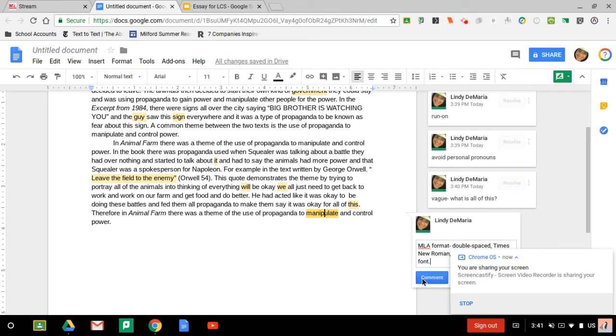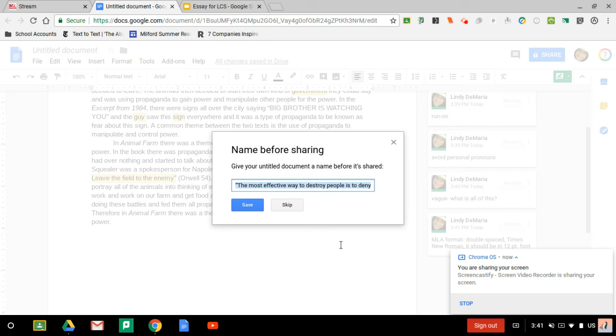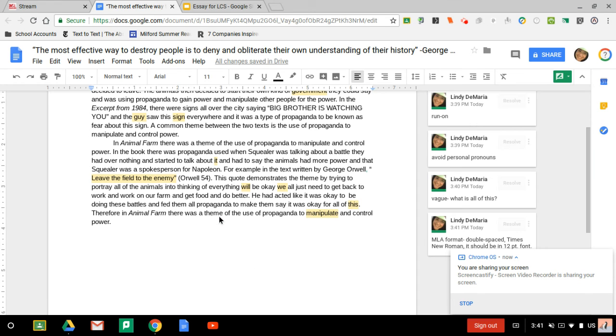So your task for today, if you have not finished your rough draft, that's the first thing you should do. Unfortunately, if you're not finished, you're going to have to edit and revise your own paper. If you have finished your rough draft, grab a buddy, share the document, but only give permission for them to comment. So you do that by going to File, Share. You're going to type your person's, okay, we have to give it a title here. And then you have to type in your person's name here and then make sure they only have permission to comment and then click done. Okay. If you do that, then they can go in and see your paper.